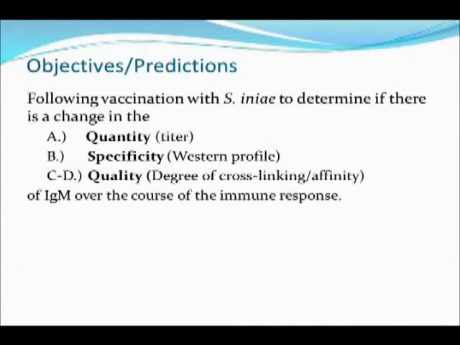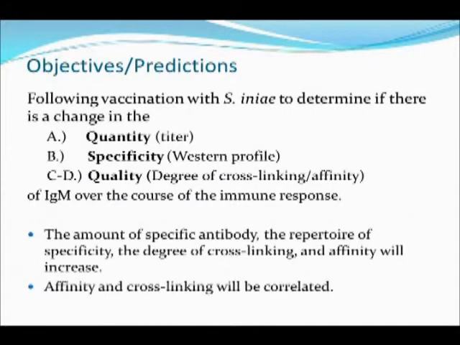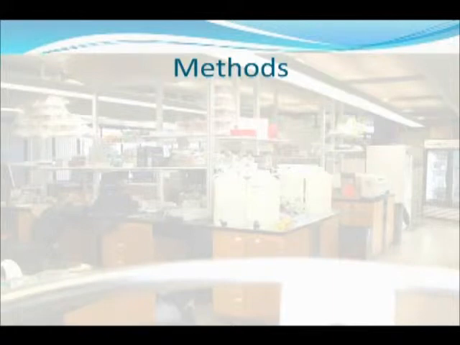So my objectives were to determine, following vaccination with killed SNEA, how the quantity, specificity, and quality, being degree of cross-linking and affinity, of specific IgM changed throughout the immune response. And my predictions were based on what's in the literature. That is, I expected to see the titer increase, the repertoire specificity of the proteins increase, and degree of cross-linking and affinity increase. I also thought affinity and cross-linking would be correlated, and that was based on literature as well.